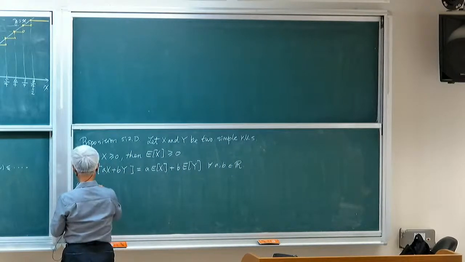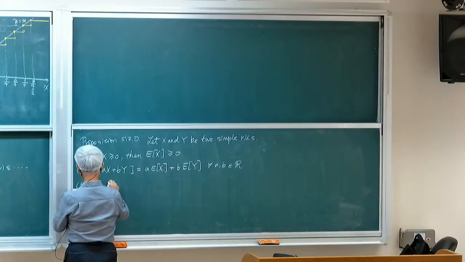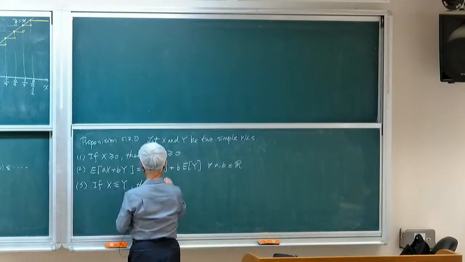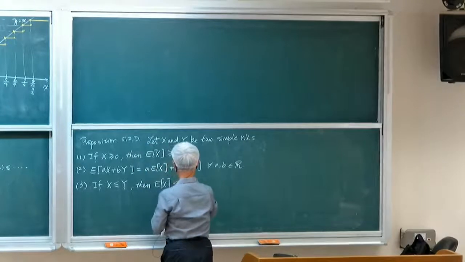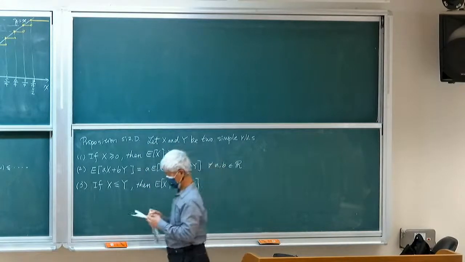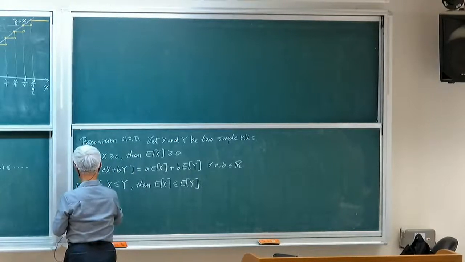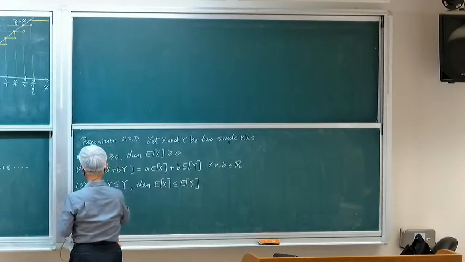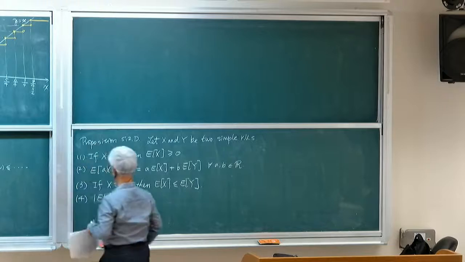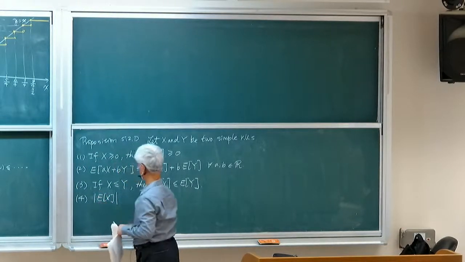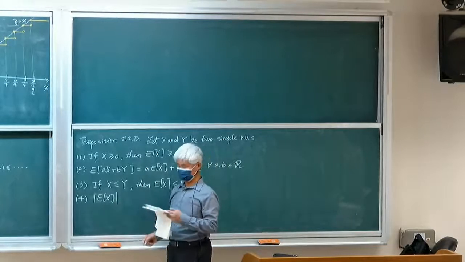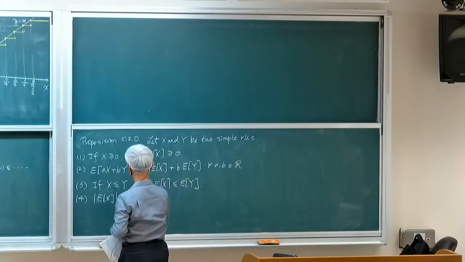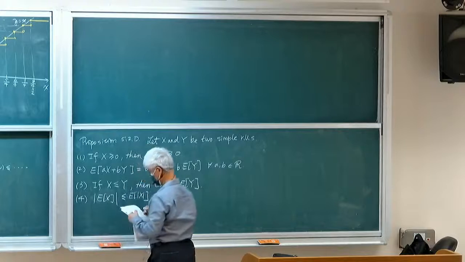Third one, if X is less than or equal to Y, then the expectation of X would be less than or equal to the expectation of Y. Fourth one, if you take the absolute value of the expectation of X, then it will be less than or equal to the expectation of the absolute value of X.